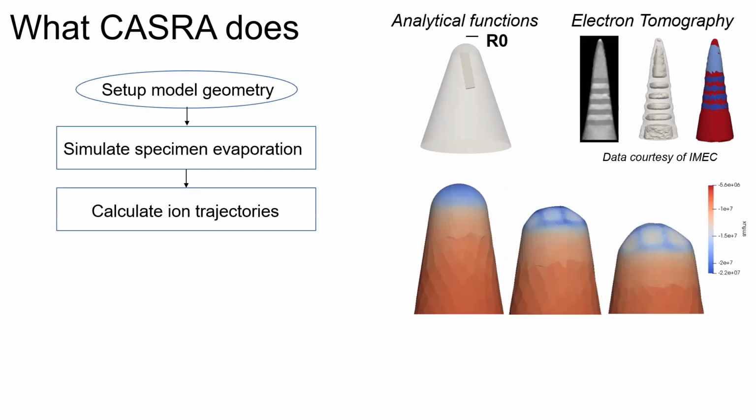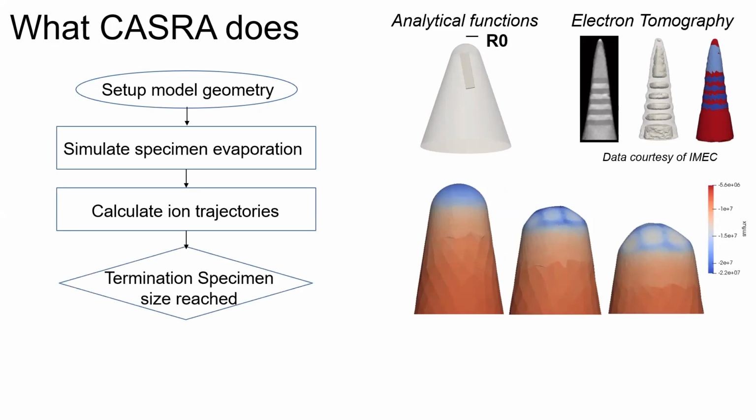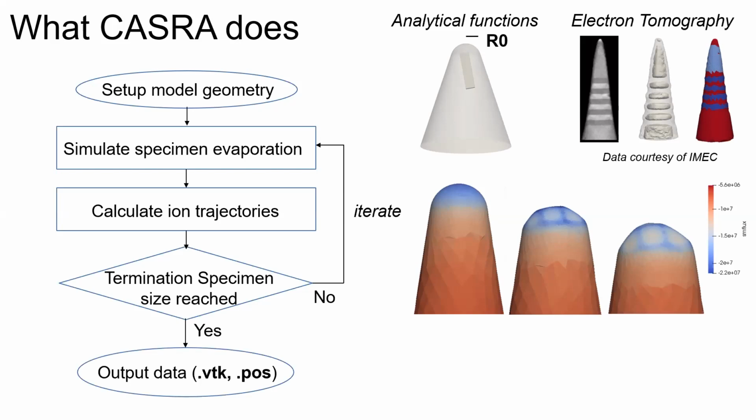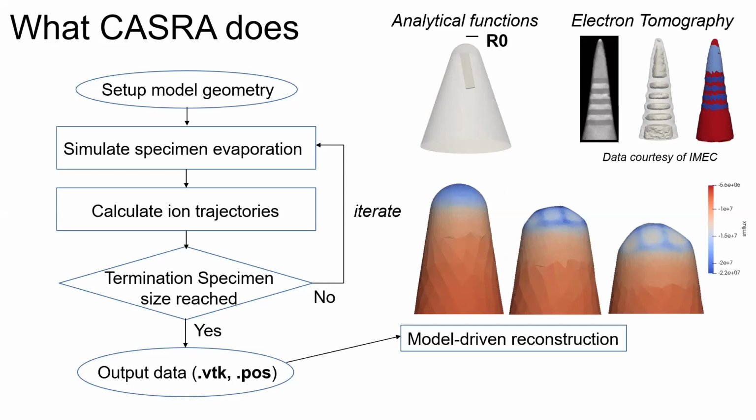And then following this, you can calculate the ion trajectories. And then once a termination condition's reached, such as the size of the specimen, if this hasn't been reached, it will iterate and continue evaporating the specimen. And if it has, then it will output data. And this output data is in the form of a VTK format, which is a standard computer graphics format, and POS files as well for the simulated reconstructed data.